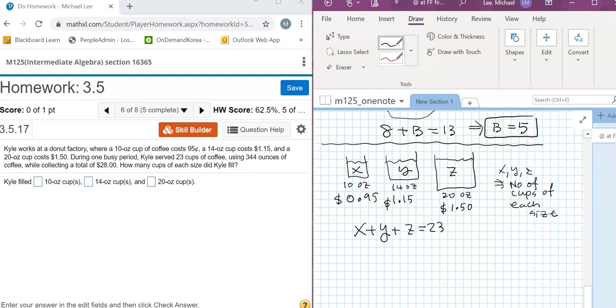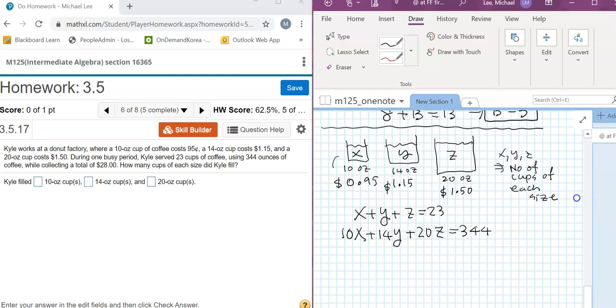Okay. So now, some of that is 23. And then altogether, they spent 344 ounces of coffee. So now this is 10 ounce and X number of cups, so this is 10X. Next one is 14 ounce, so 14Y. And then the largest, Z, so there will be 20Z. This is the amount of coffee they consume. How much? 344 ounces.